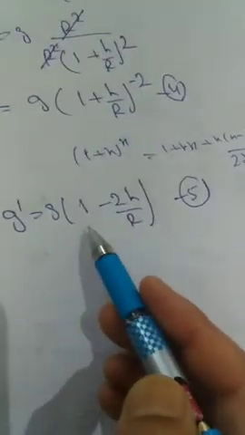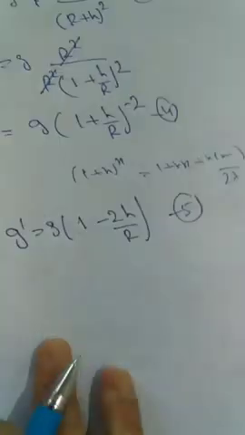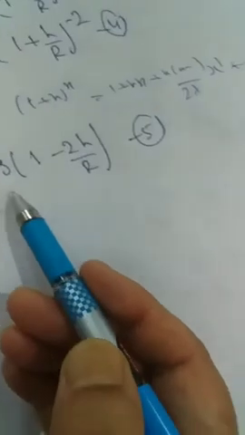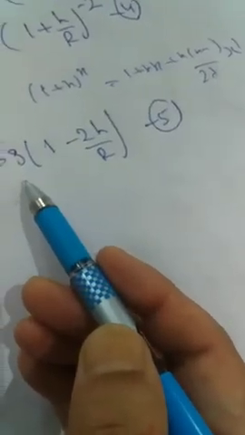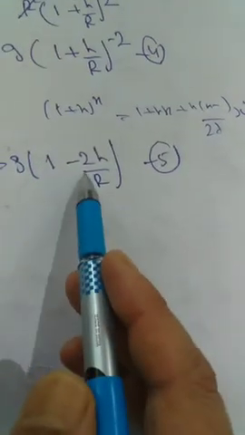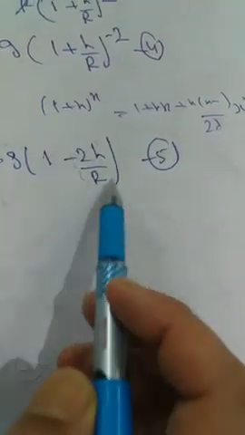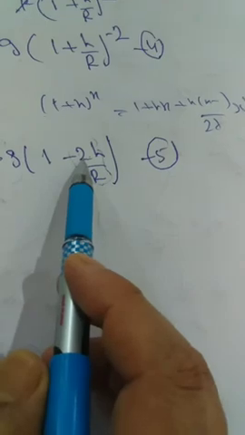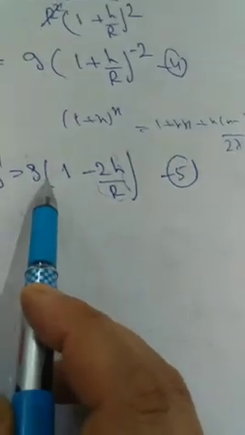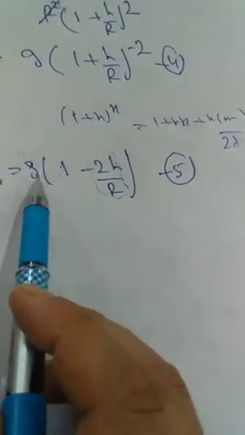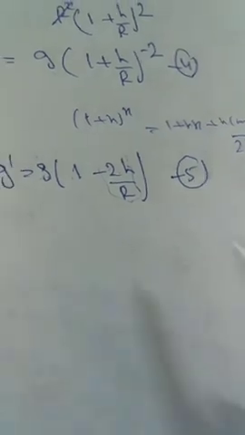From this equation, g dash is the acceleration due to gravity above the surface of the earth. It is clear from this equation that the value of acceleration due to gravity decreases with height. Why does it decrease? Because it is 1 minus some value, that means it becomes less than 1. When it becomes less than 1, that means acceleration due to gravity goes on decreasing.